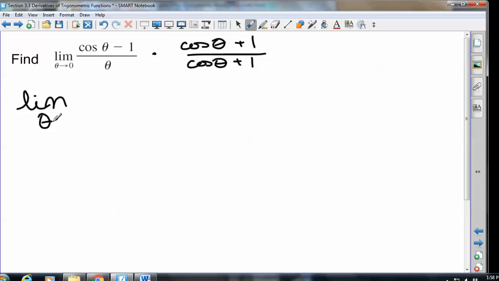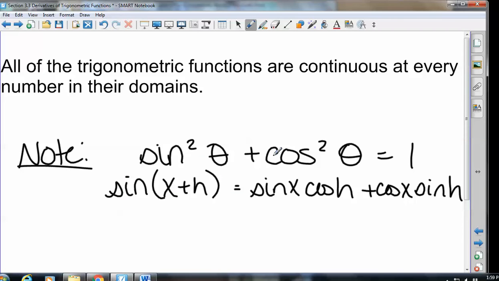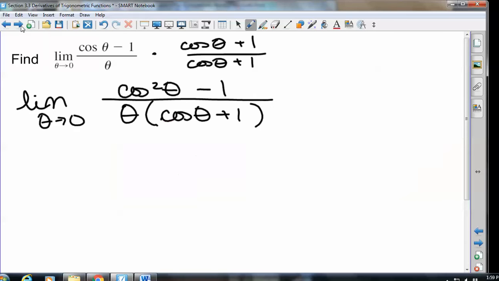So you'll notice we've gone back to a limit for a minute, not a derivative. So if you FOIL at the top, you get cosine squared minus 1 over, I'm going to leave this as theta times cosine theta plus 1. It equals sine squared theta. Okay, almost. Cosine squared minus 1 is almost sine squared theta. It would be negative sine squared. Do you guys agree with that? Let's plug that in.